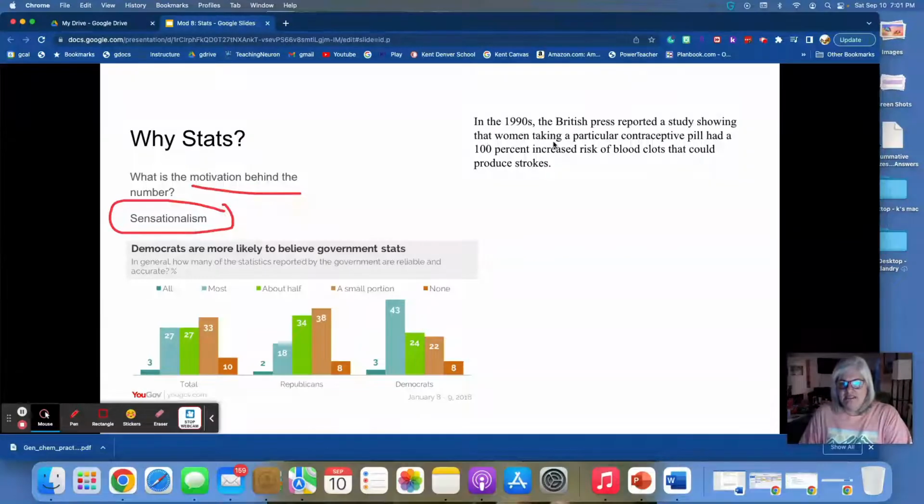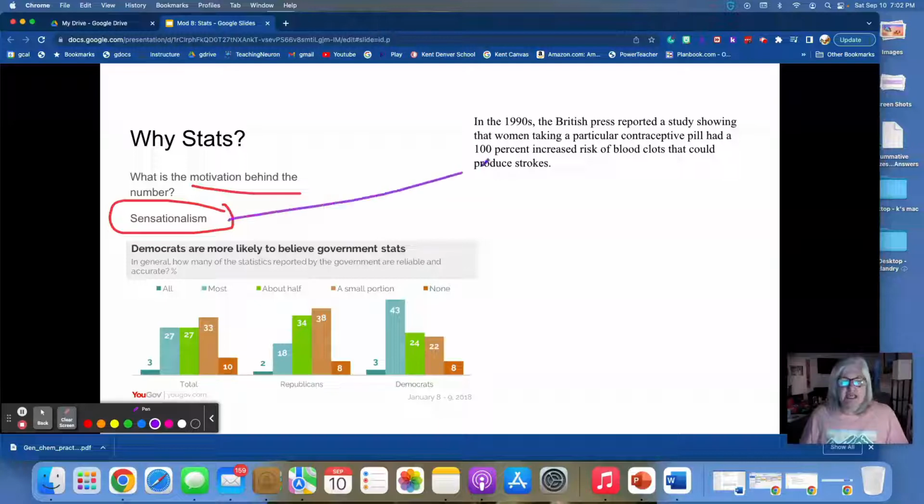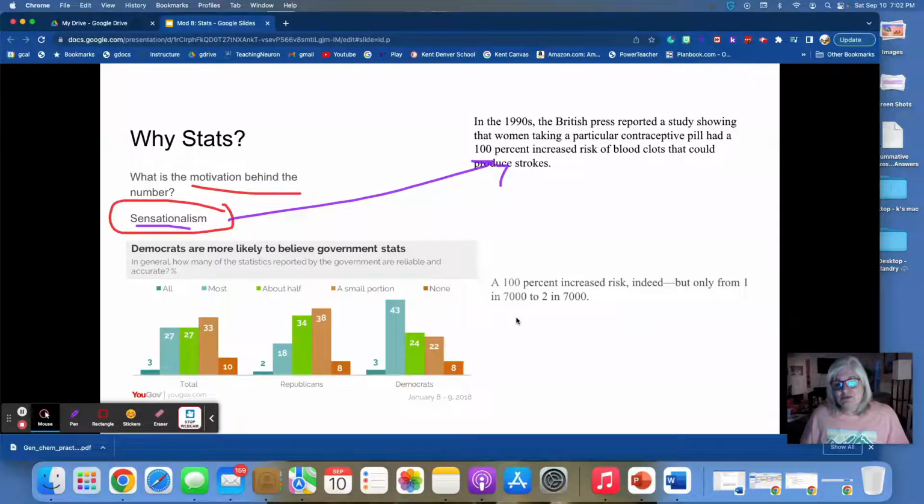In the 1990s, the press reported that women who were taking a certain pill to keep from getting pregnant, so birth control, had 100% increased risk of blood clots that could produce strokes. Now, obviously, that is really scary, okay? For a woman, for a parent, anybody. This right here is what I would call sensationalism, meaning they're making it seem a lot worse than it is, because when you look at the actual numbers, it was 100% risk, but it only went from 1 in 7,000 to 2 in 7,000. So it's still a low risk.